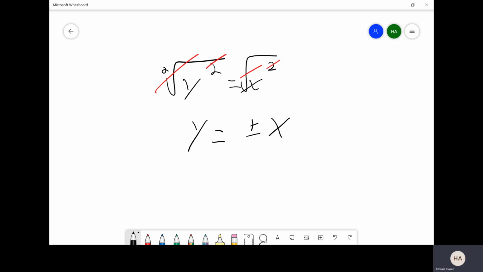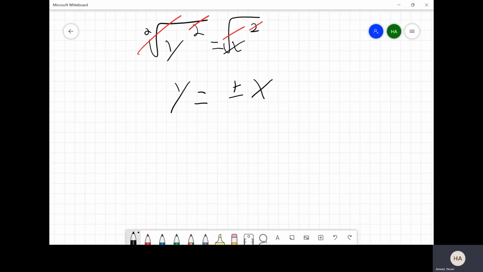If you plug in any number for x, you're going to get 2 different numbers for y. If you plug in 5 for x, sure, you can get positive 5 for y, but you can also get negative 5 for y. So one input leads to 2 different outputs, right? And that's a problem. That's absolutely an issue. So this is not a function.